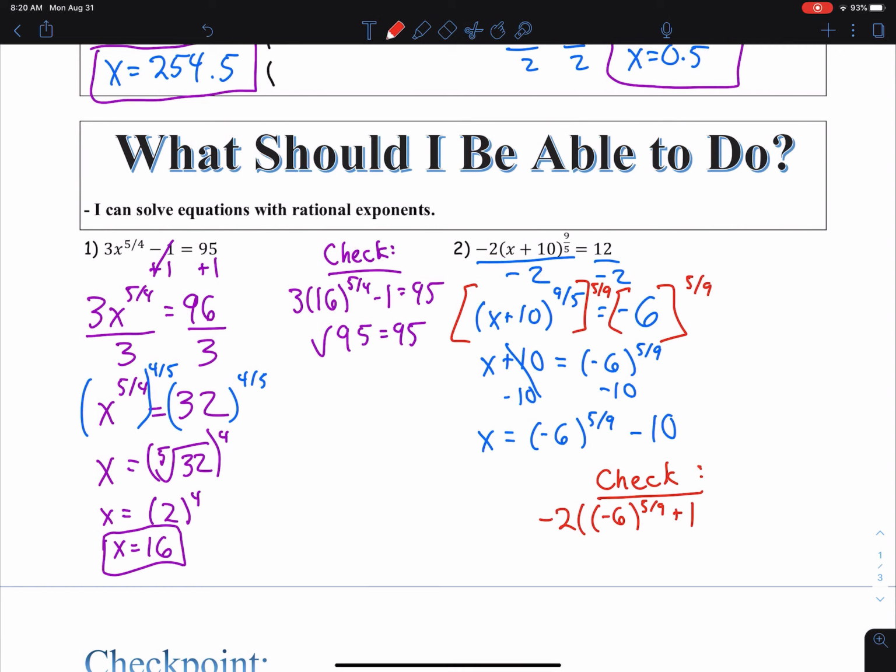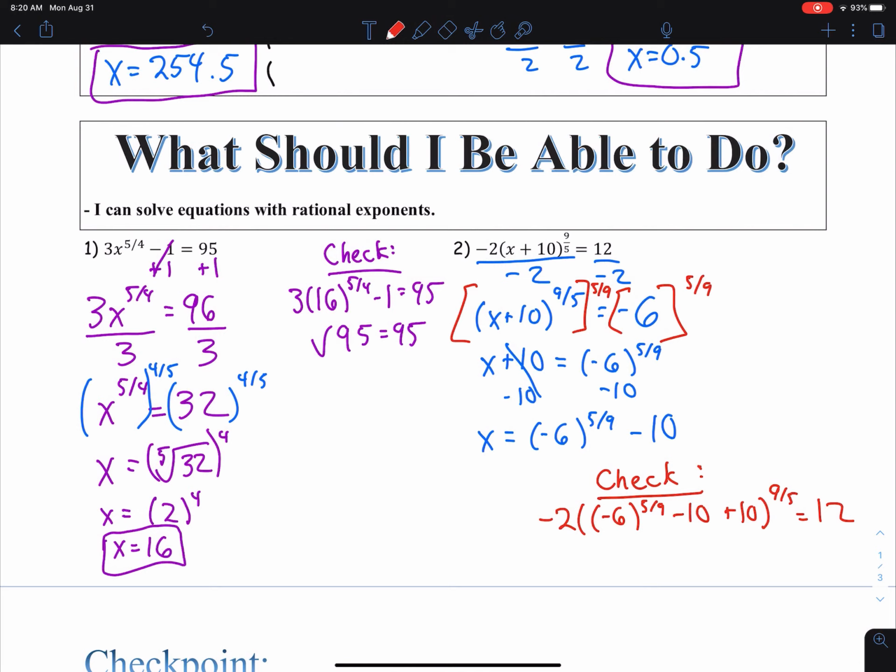Oh, excuse me, when we plus 10, our answer was minus 10. And then still inside those parentheses is a plus 10, 9 over 5 equals 12. You can't use the calculator for this. You don't have to. But I'll show you how to plug in the calculator in a second.